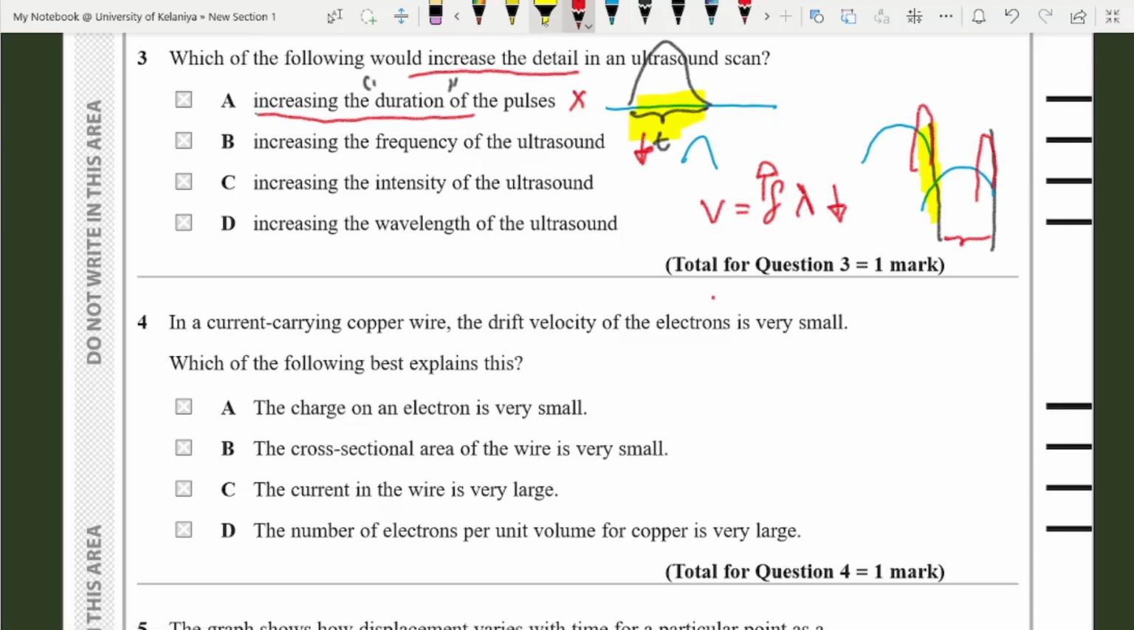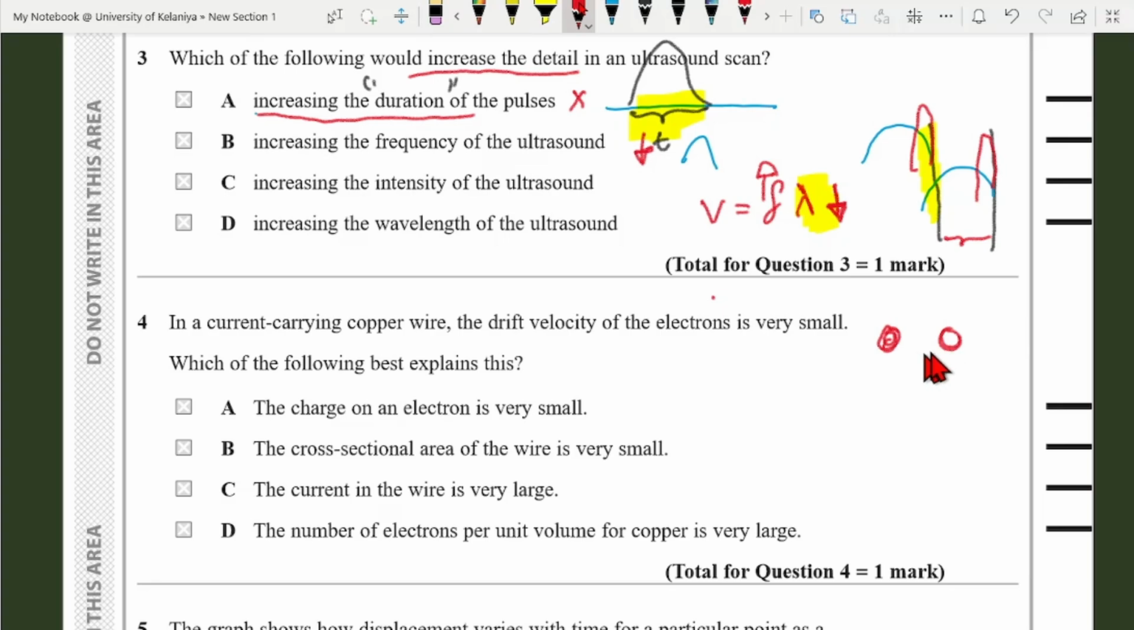If you can decrease the wavelength, you can get better ultrasound scanning. It will increase the details. Keep that in your mind. If you can decrease this, you will get better ultrasound scanning, because it will diffract through even smaller gaps.